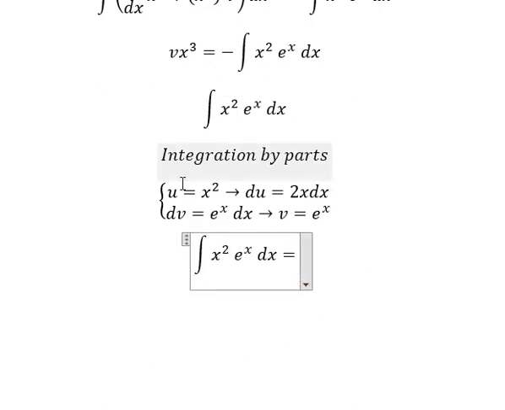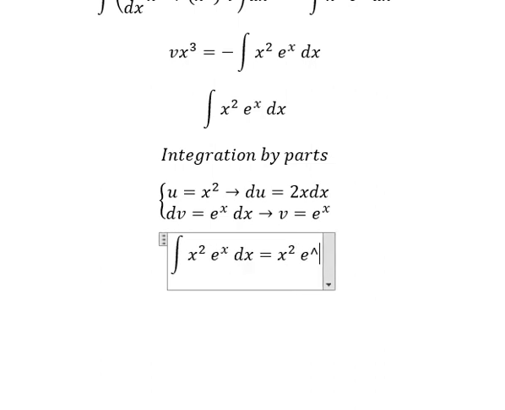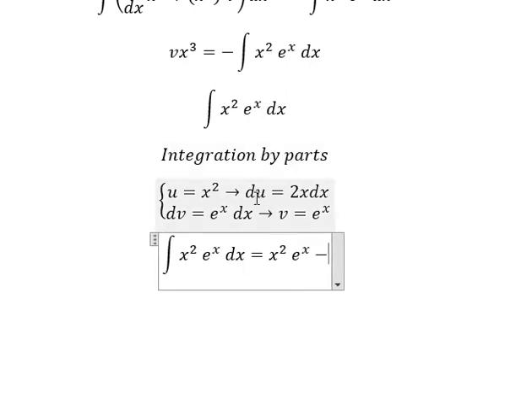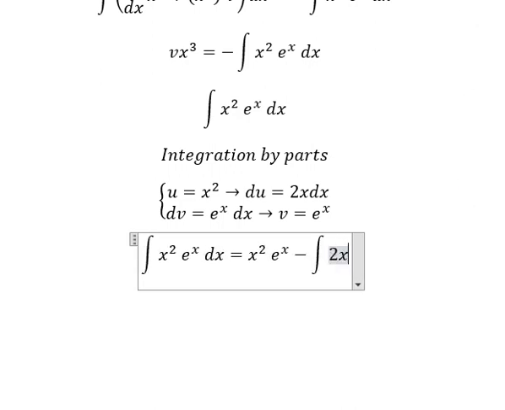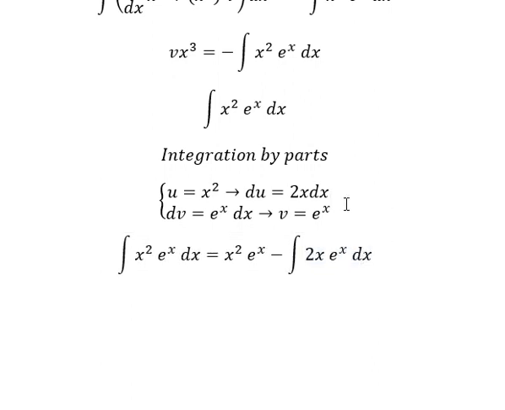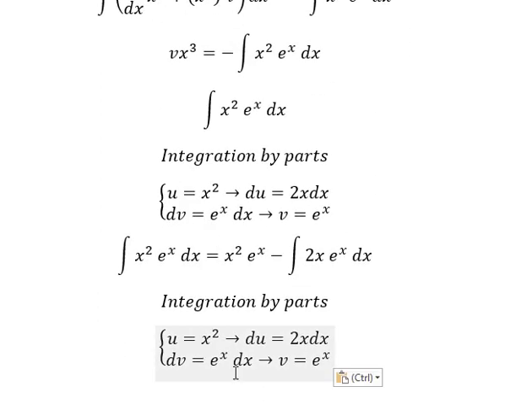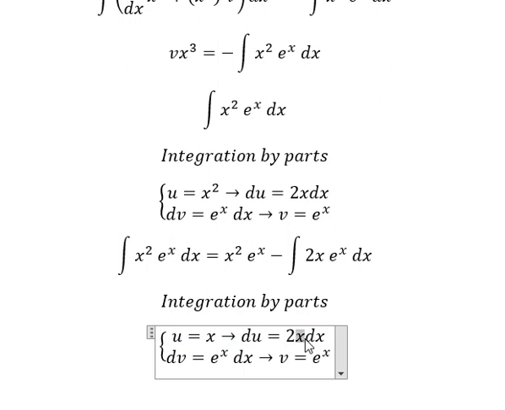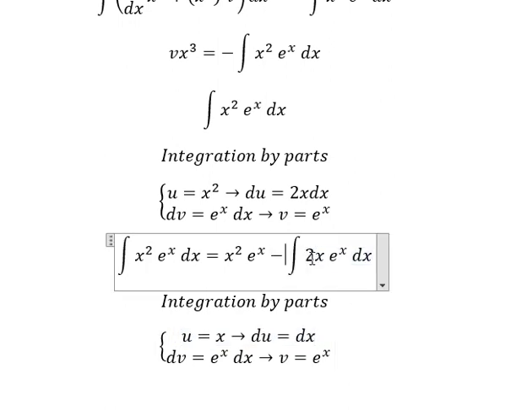So we have u multiplied by v, minus the integral of v multiplied by du. So we have the integration 2x e to the power of x dx. Now we can use integration by parts again. So that should be u equals x, and this one we have 1. So I will put the number 2 outside.